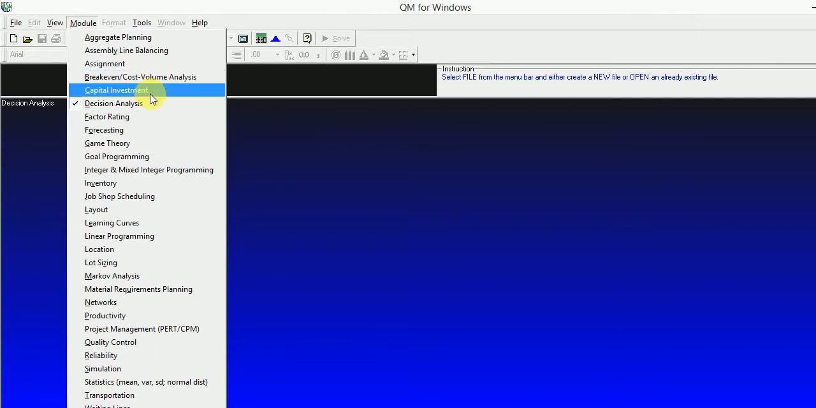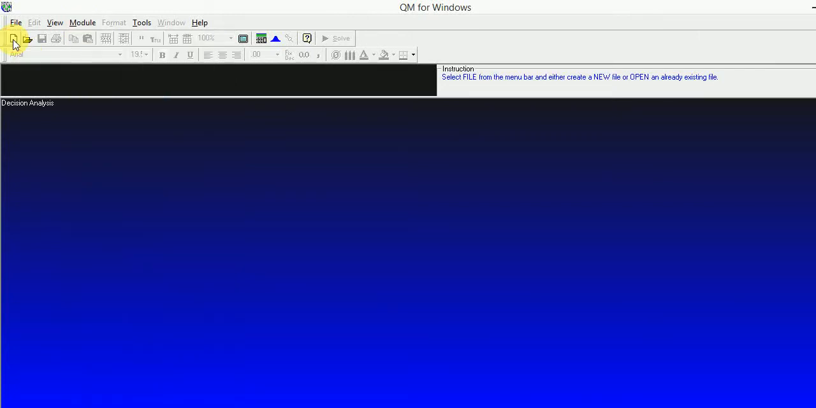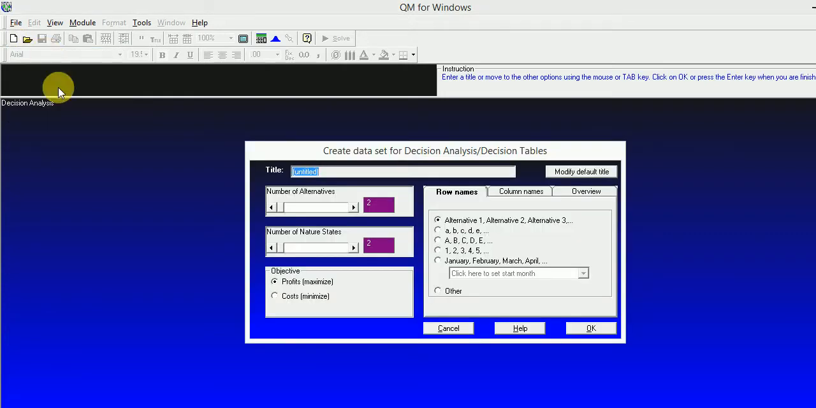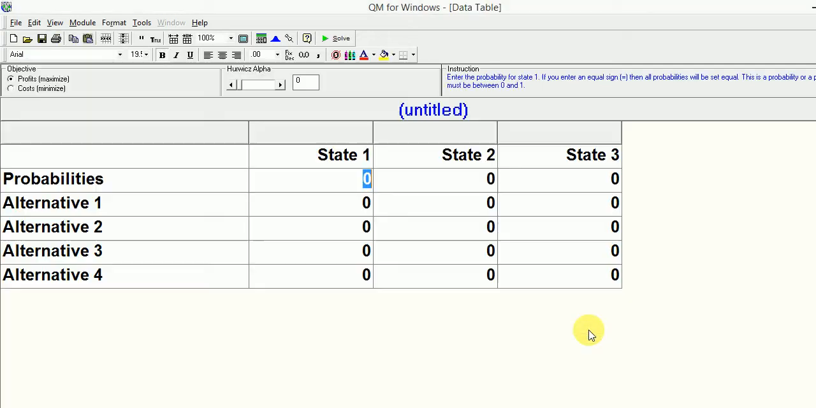Okay, so next will be the decision analysis. Let's start with decision tables, and let's have, for example, four alternatives, and around three states of nature, and the objective is to maximize profits.